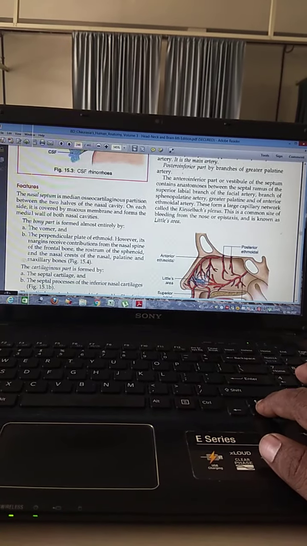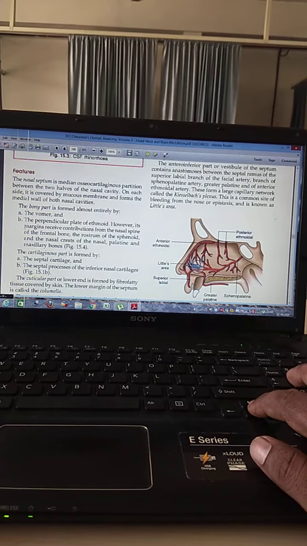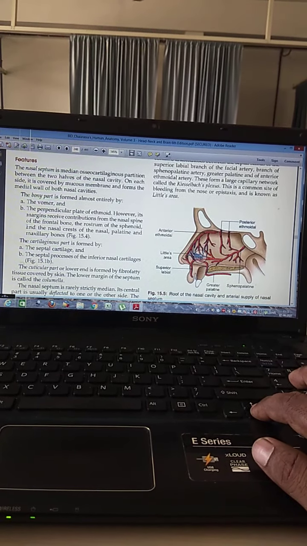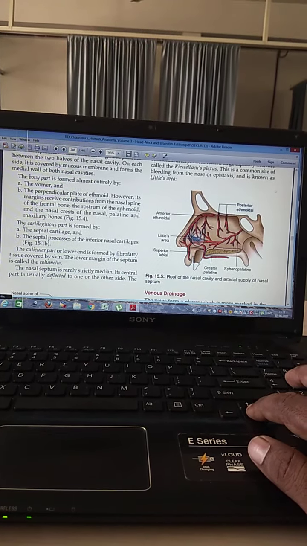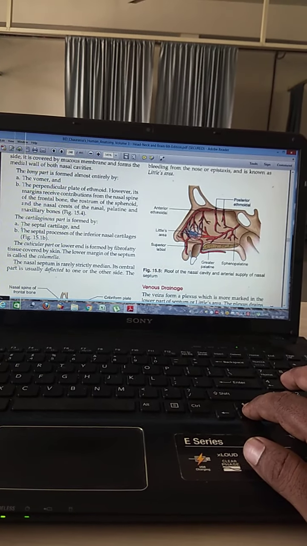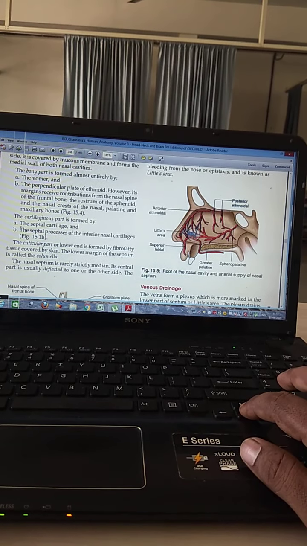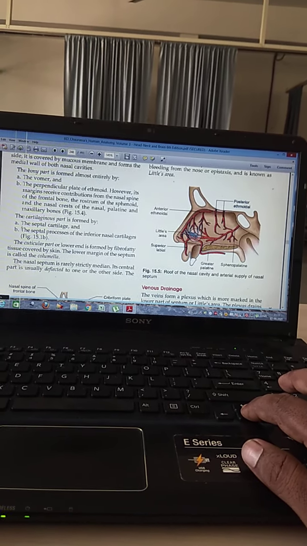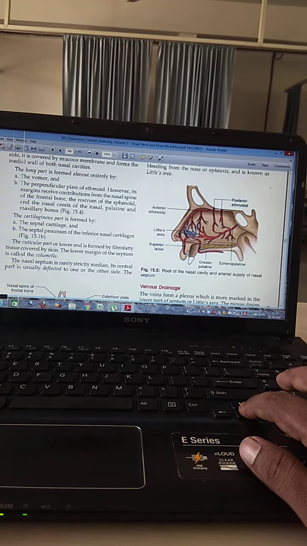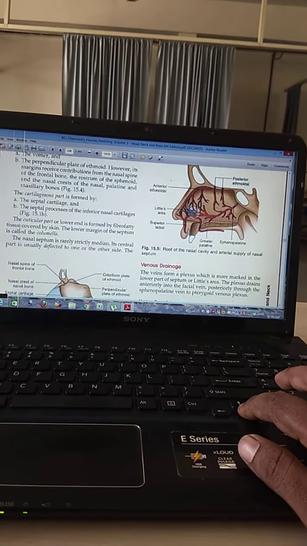The bony part is formed almost entirely by the vomer and the perpendicular plate of the ethmoid. However, its margins receive contributions from the nasal spine of the frontal bone, the rostrum of the sphenoid, and the nasal crest of the nasal, palatine and maxillary bones.